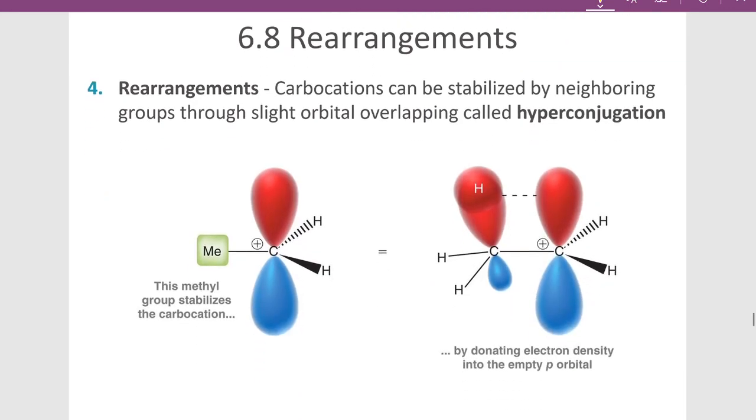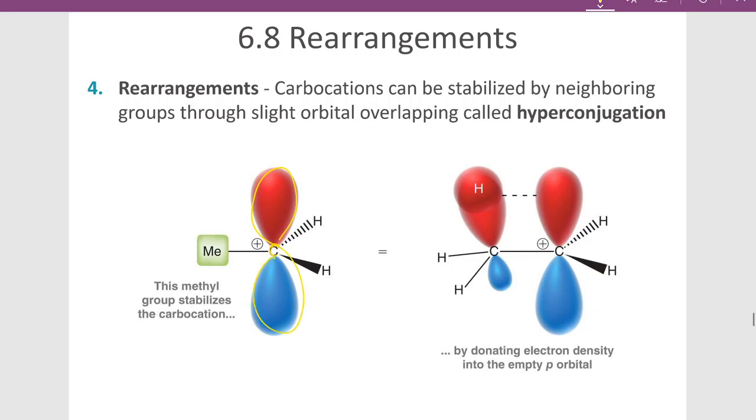So remember, there are 4 mechanistic step possibilities. The 4th one is a rearrangement. So carbocations can do what's called rearrange. So this is kind of unintuitive for new organic chemistry students. So the reason this happens is because carbocations can be stabilized by neighboring groups through orbital overlapping, and this is called hyperconjugation. So we have this carbocation here on the left, and this carbon has this empty p orbital.